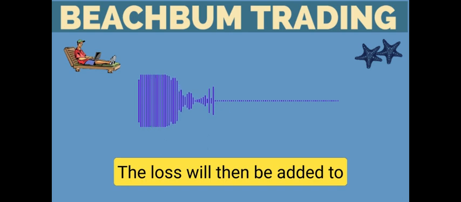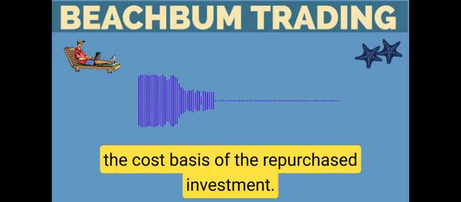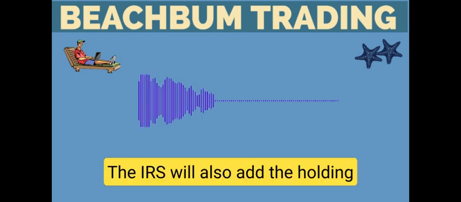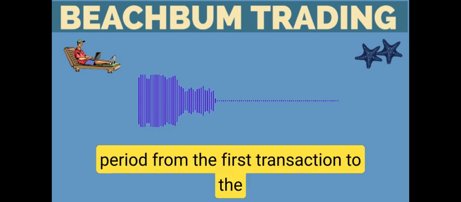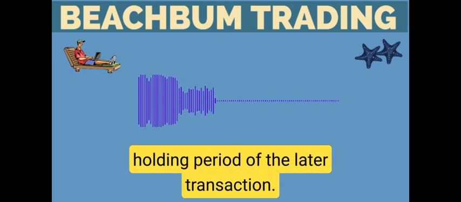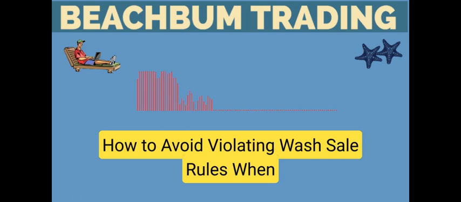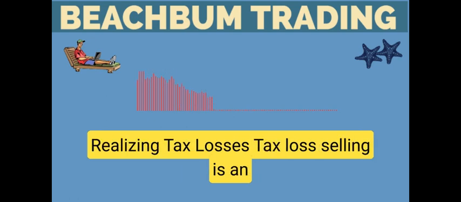The loss will then be added to the cost basis of the repurchased investment. The IRS will also add the holding period from the first transaction to the holding period of the later transaction. How to avoid violating wash sale rules when realizing tax losses.